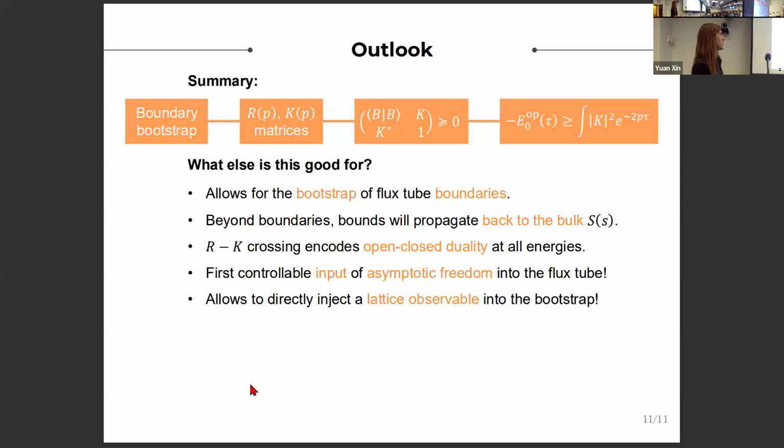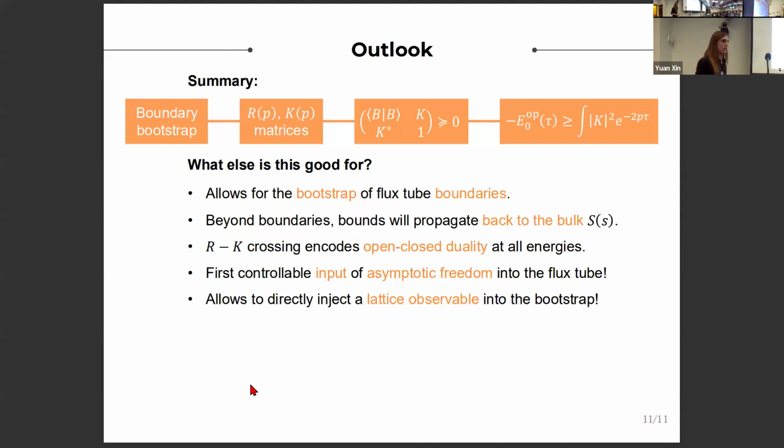For example, one thing that we're imposing now is crossing of these two matrices, which, if you recall, was a way to impose open-closed duality for all energies. So there's hope that this will propagate back and improve the bounds on the gamma 3s, which is the first thing most people would care about. But then, moreover, as I mentioned, this is a door to inputting asymptotic freedom, and we believe this is a very nice result, because most of the time when we do bootstrap, we cannot really tell that we care about theories that describe asymptotically free theories in the bulk. And now this is at least one way to go in that direction.